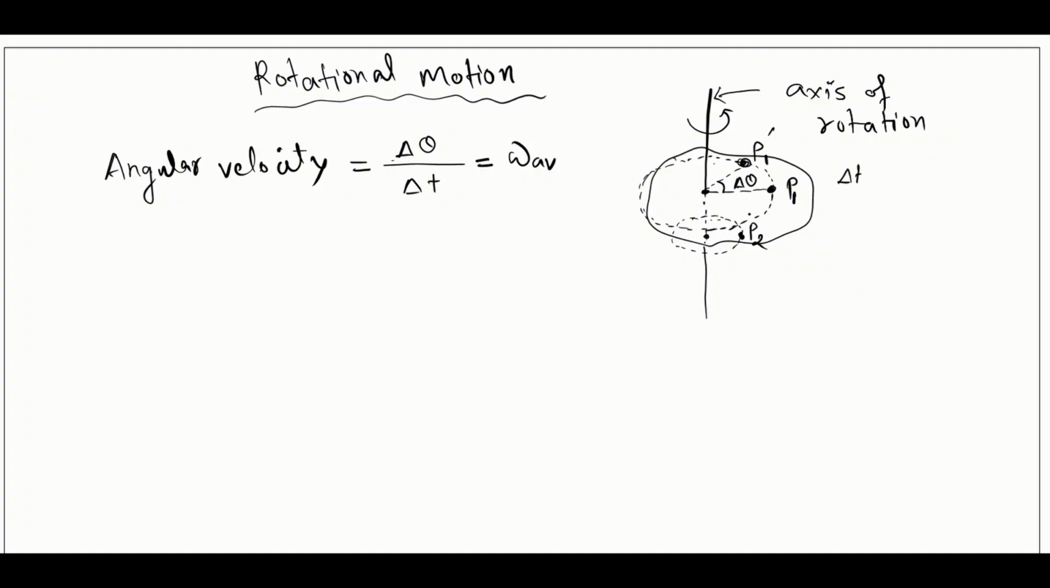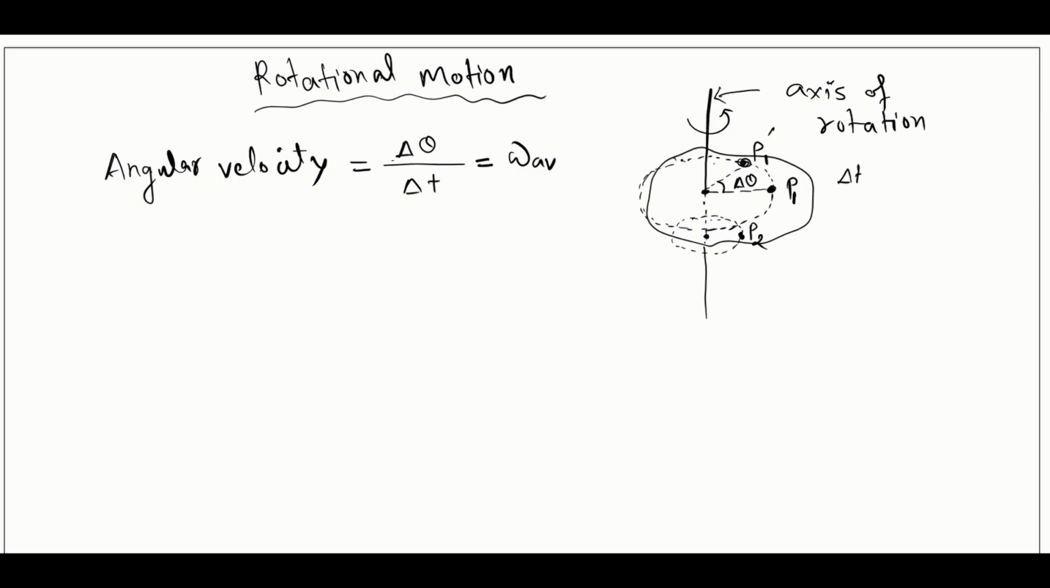Since the object is rotating, all the particles of this three-dimensional object will rotate with the same angular velocity. All the particles will cover equal angles in equal time. So all those particles rotating about this axis of rotation will have the same angular speed, omega av equals delta theta divided by delta t. This is the average angular velocity.